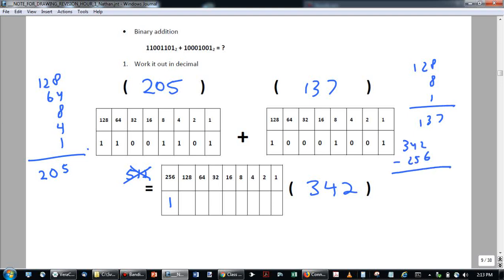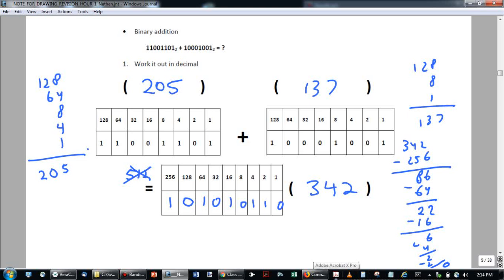So 342 minus 256, what do we get? 86. Is there a 128 in 86? No. Is there a 64? Yep, so minus 64, what do we get? 22. So there's no 32, but there is a 16. What do we get? 6. So there's no 8, but there is a 4. Then there's a 2. And luckily I've run out of room, so there's no 1s.